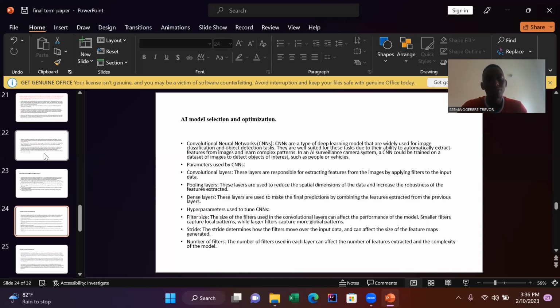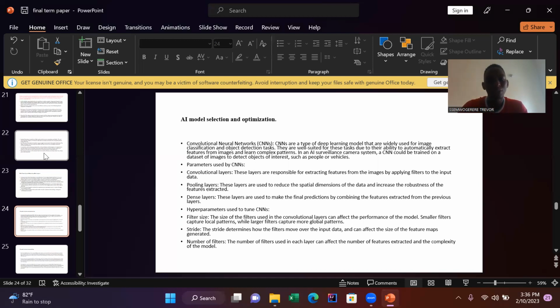Then for selection and optimization, I preferred using neural networks. This is a type of deep learning model that is widely used for image classification and object detection tasks all over the world. They are well suited for these tasks due to their ability to automatically extract features from images and learn complex patterns.